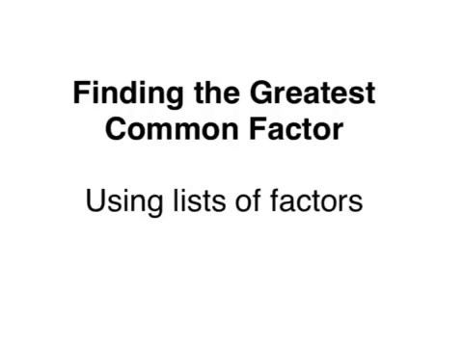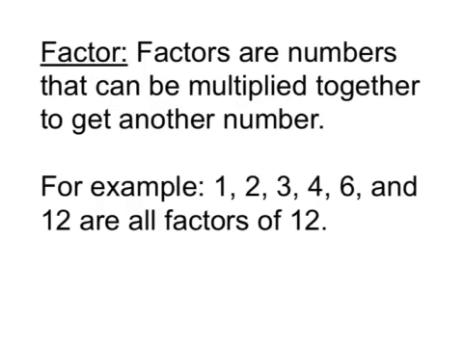Today we are going to learn about finding the greatest common factor, and we are going to use a fairly simple method using lists of factors. So first, we ought to know what a factor is, and it turns out factors are the numbers that can be multiplied together to get another number. So, for example, I can tell you that 1, 2, 3, 4, 6, and 12 are all factors of 12.